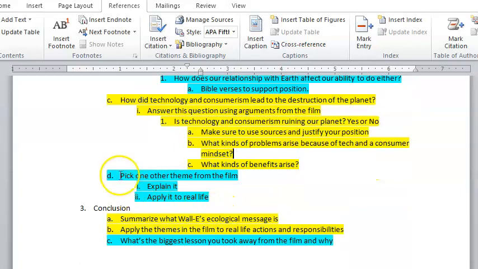If you were in one of the classes that I assigned Part D, you have to pick one other theme from the film, explain it, and apply it to real life. That's only for the classes that I assign that in.